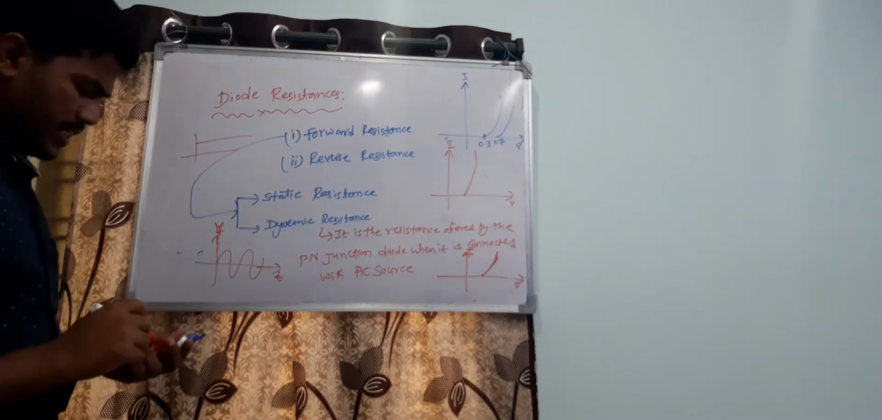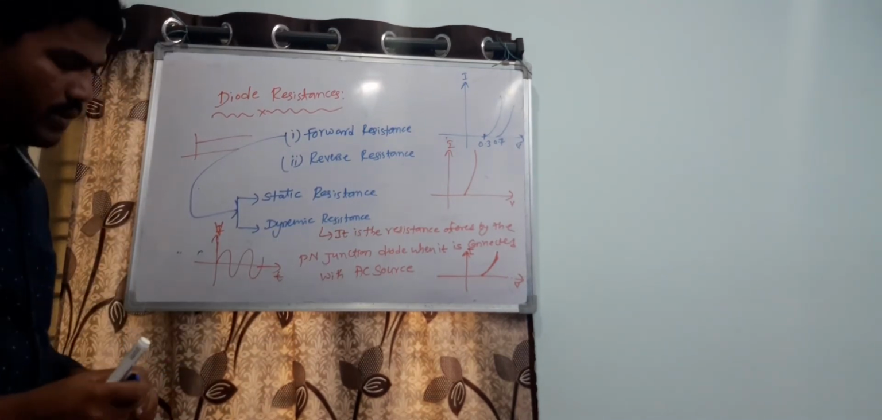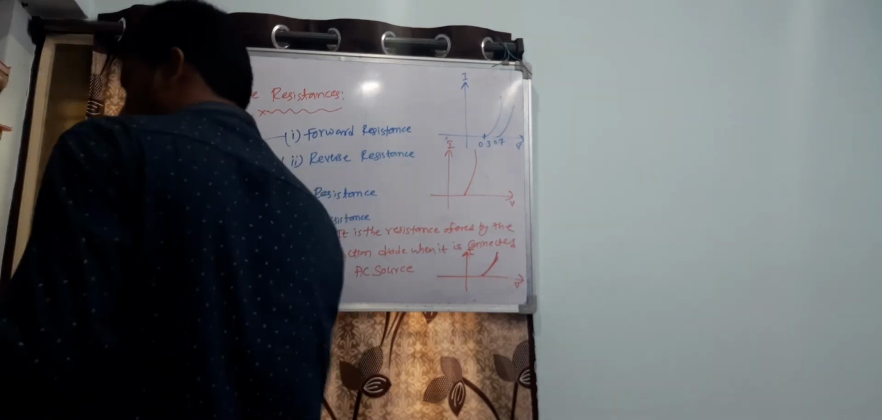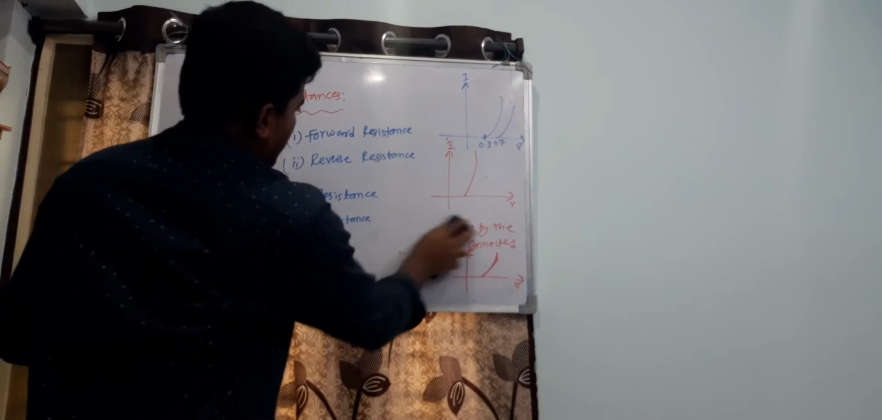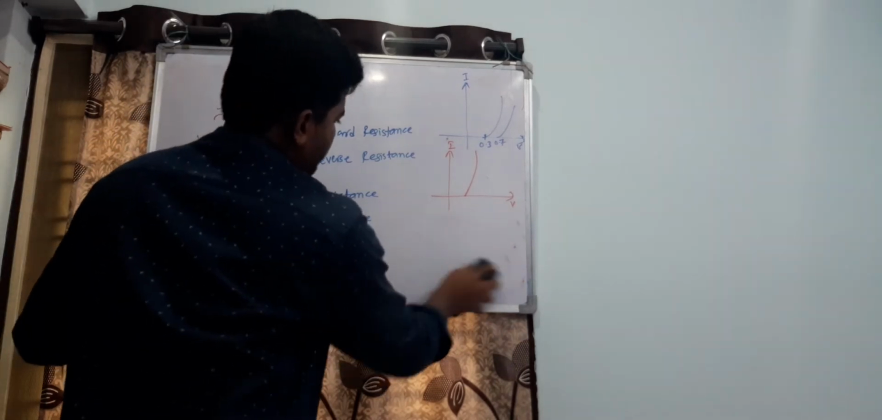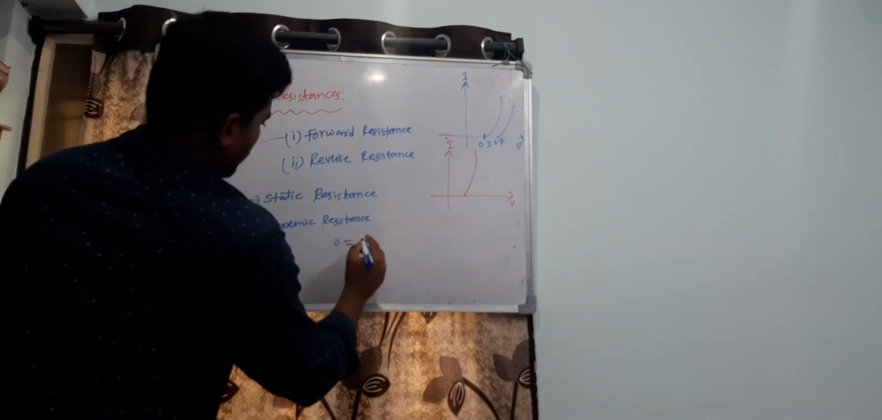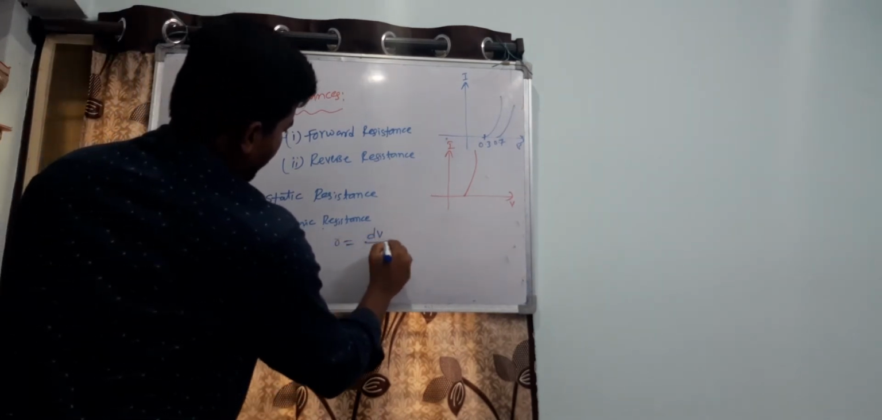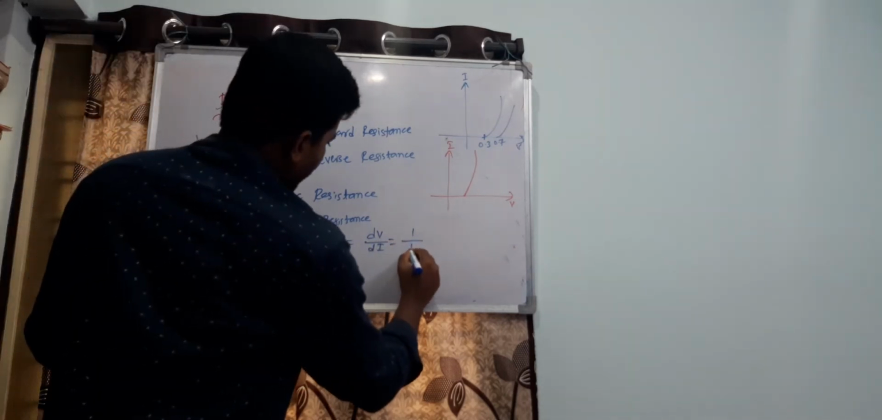So dynamic resistance is the resistance offered by the PN junction diode when it is connected to an AC source. When I write the definition, it will be represented as small r. Small r is equal to dV by dI, or 1 divided by dI by dV.